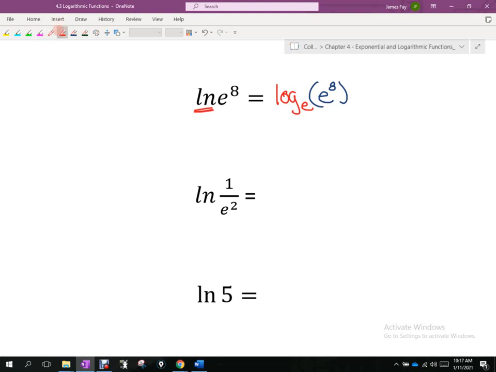So if I'm being asked to evaluate that, ultimately that means what is the exponent that I can take my base of e and raise it to? So what is this value that goes over here that will come back and give me e to the eighth? So what do I take e and raise it to so I can get e to the eighth? 8.